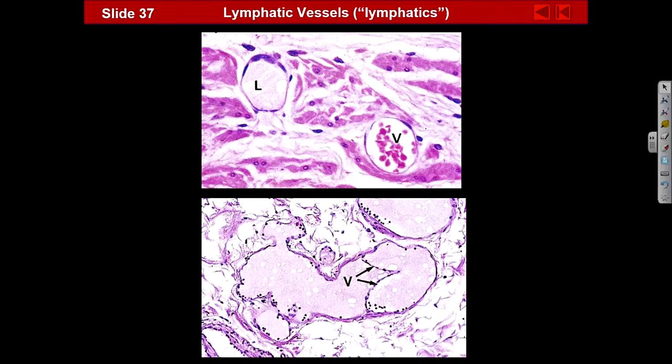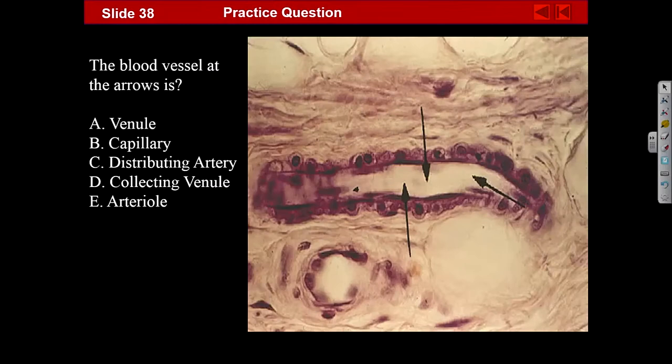Okay, so we've seen this one before, lymphatic vessel. So this is a vein because we can see red blood cells. This is a lymphatic vessel because we can see only lymphocytes. There are no red blood cells in that blood vessel, okay? It does have a valve, but it doesn't have any red blood cells, so it's got to be a lymphatic vessel. Any questions? Okay, there you go.